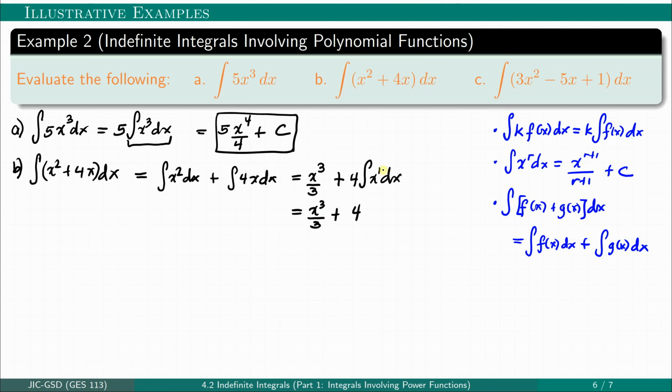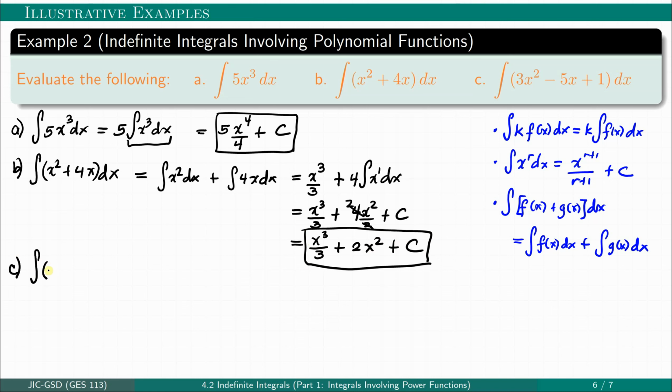We just add 1 to the power. So this will be x squared divided by 2 plus a constant c. Finally, we can still divide 4 by 2. So we will rewrite our final answer as x cubed divided by 3 plus 2x squared plus a constant c.